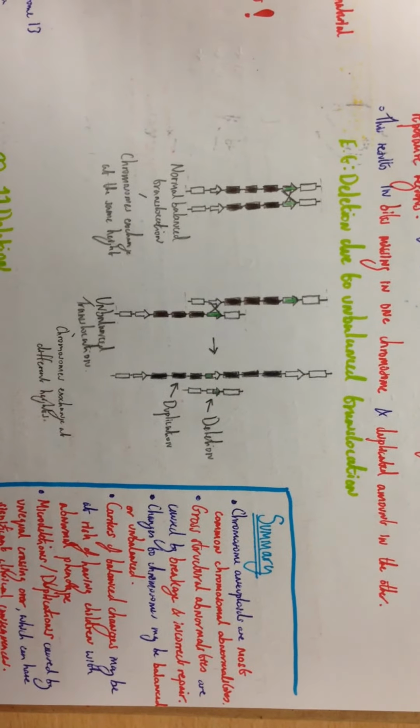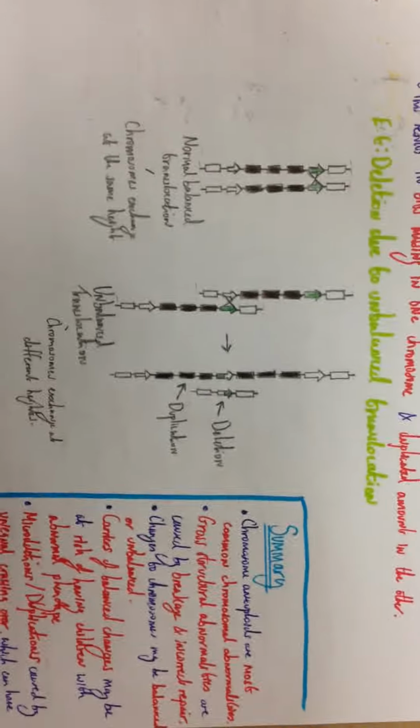So here we see deletion due to unbalanced translocation. As we said, this is an unbalanced translocation, which is part of the chromosomal rearrangement. So an unbalanced translocation can lead to deletions and duplications. Easy peasy lemon squeezy.